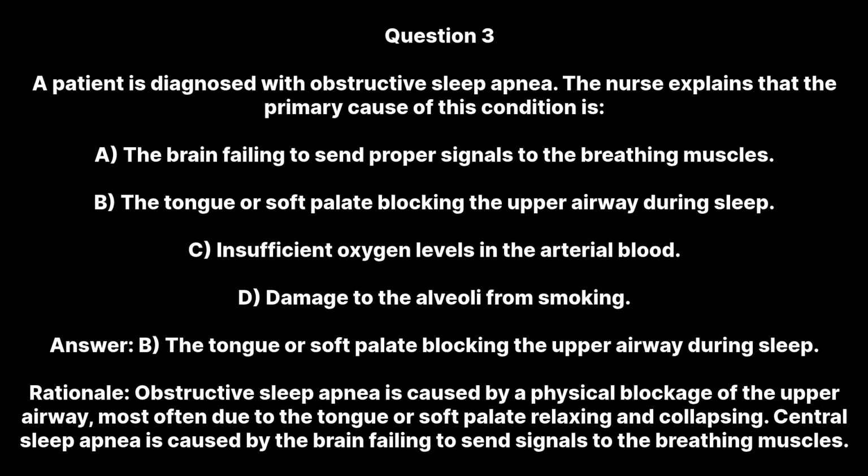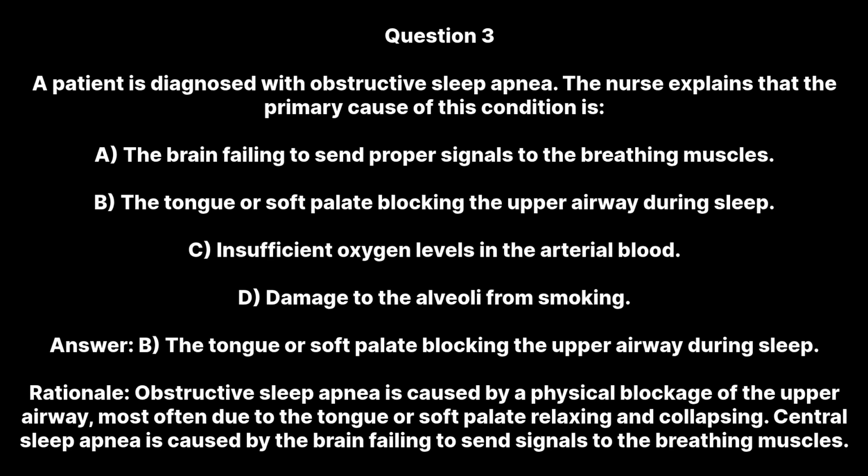Question 3. A patient is diagnosed with obstructive sleep apnea. The nurse explains that the primary cause of this condition is: A. The brain failing to send proper signals to the breathing muscles. B. The tongue or soft palate blocking the upper airway during sleep. C. Insufficient oxygen levels in the arterial blood. D. Damage to the alveoli from smoking.